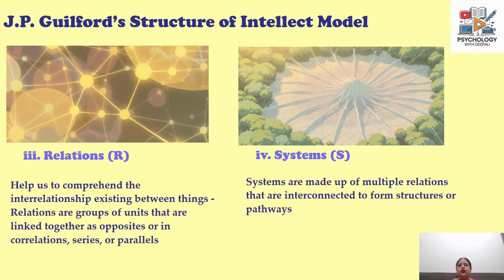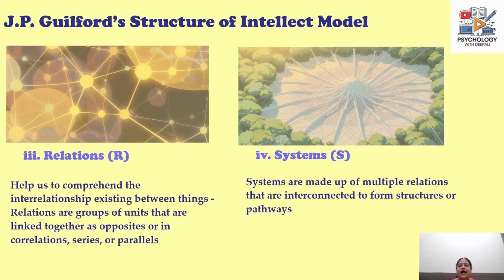Fourth one is relations. Here, this helps us to comprehend the interrelationship which exists between various things. So, for example, groups of units which are linked together. It could be linked together in any way, or they are opposites to each other, or they are correlated to each other, or they are parallel to each other, or they have information in series.